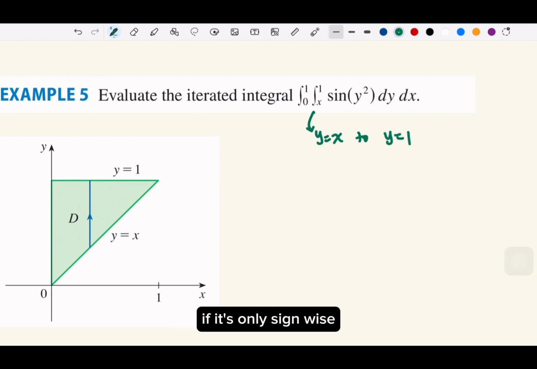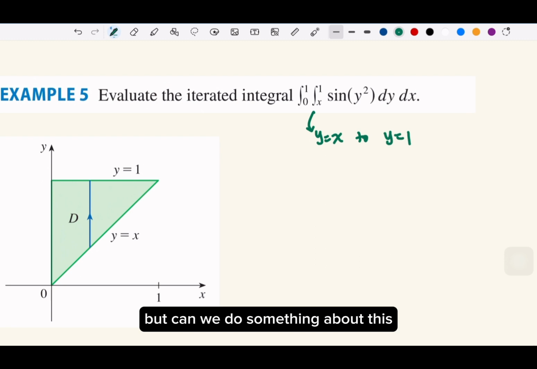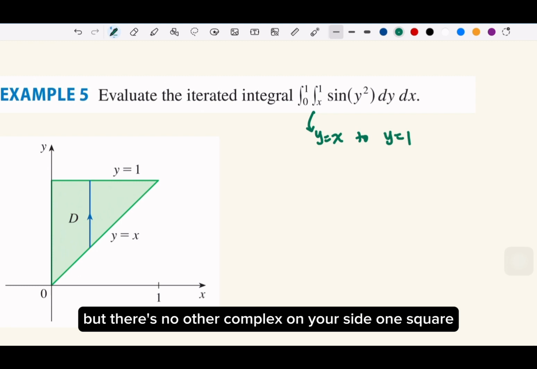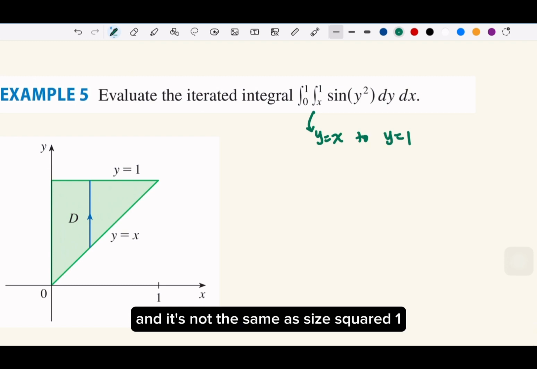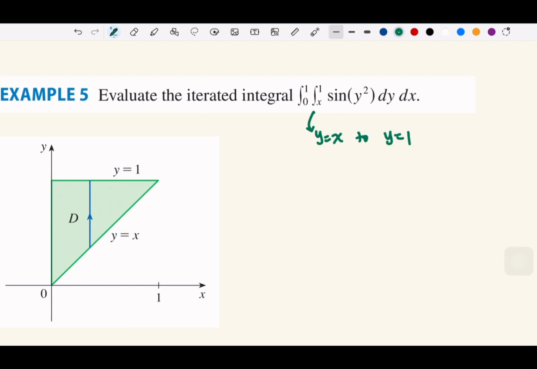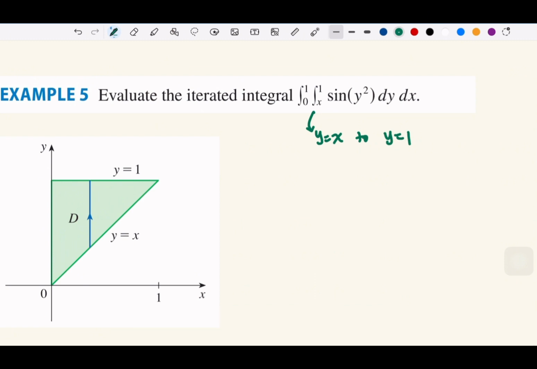If it's only sine y, I think it's okay, right? We can write that, oh, it becomes negative cosine. But can we do something about this? Unless we have maybe y sine y squared, that is doable. We can use substitution and cancel the y. But there are no other components here, only sine y squared. And it's not the same as sine squared y. The square is only on the inside, not on the sine.